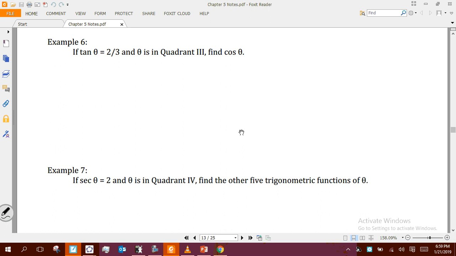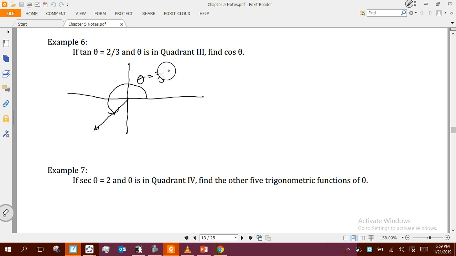This example says if tangent of theta is 2/3 and theta is in quadrant 3, find cosine of theta. Okay, so tangent of theta is 2/3 and theta is in quadrant 3. So we're looking at this right here. I'm just going to draw a picture. That's theta. That would be my ray. So tangent of theta is 2/3. So that's theta. I don't know how big theta is.